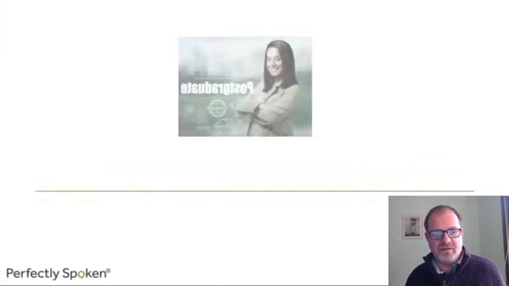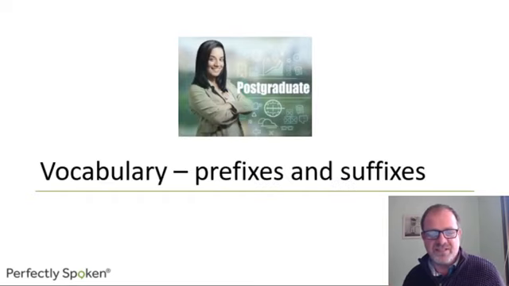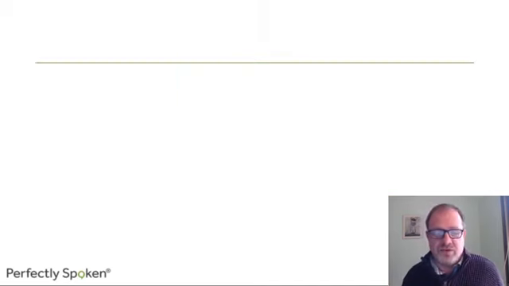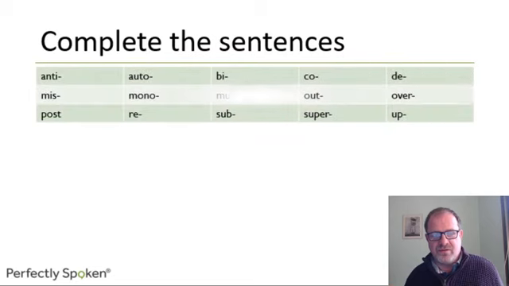Okay, let's have a look now at other kinds of prefixes. As I say, prefixes can make negatives, but they can also add different meanings to the root words. So let's have a look at some examples. So here we have the prefixes: anti, auto, bi, co, de, mis, mono, multi, out, over, post, re, sub, super, and up.